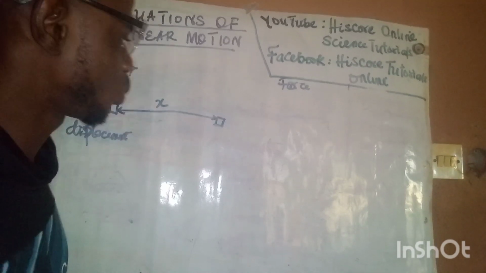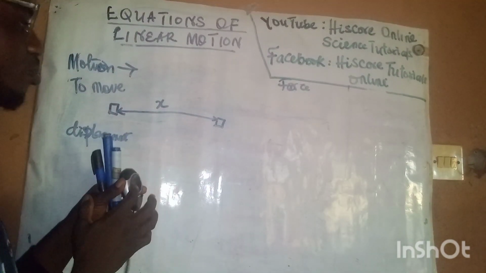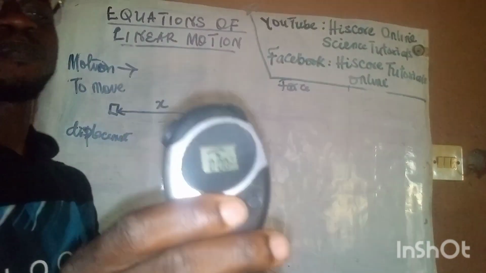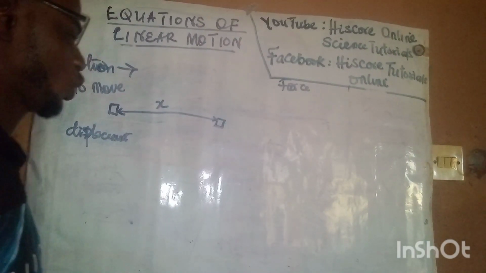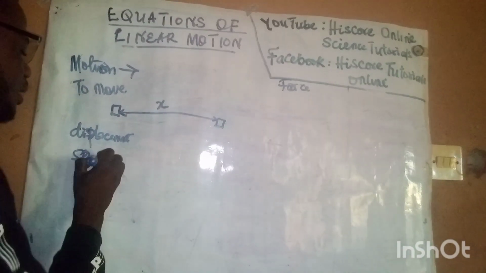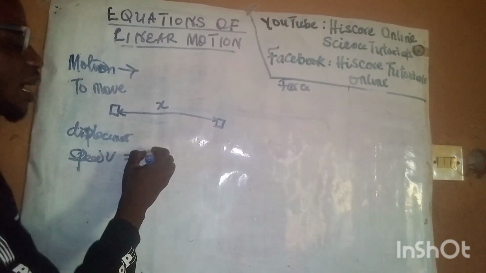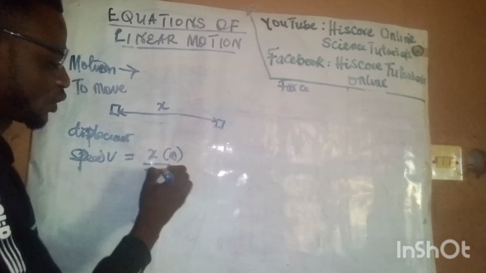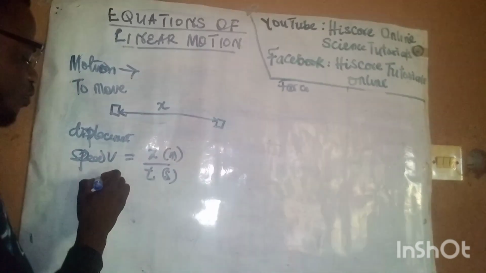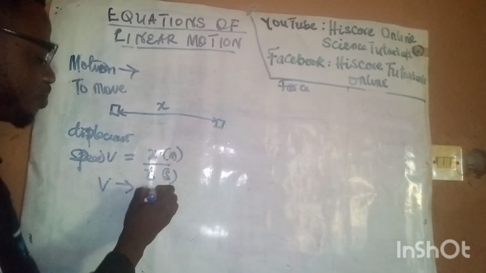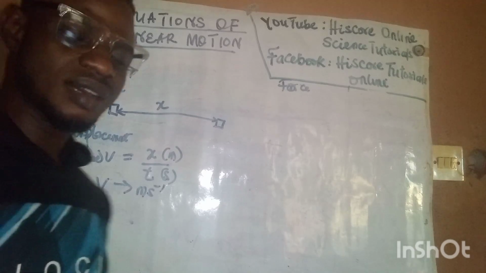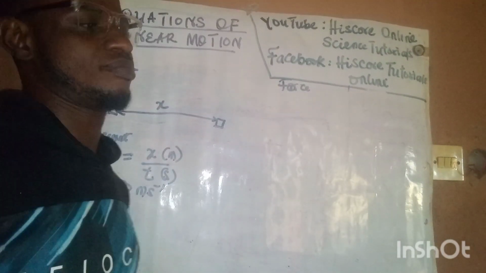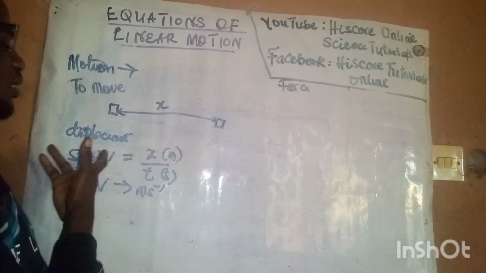Now, if you want to know how much distance has been covered per unit time, we talk about speed. So speed, v, is equal to how much distance covered in meters over time used in seconds. So speed is measured in meters per second.